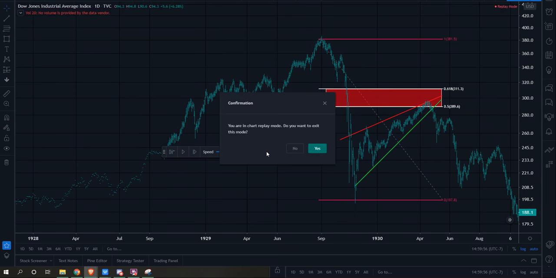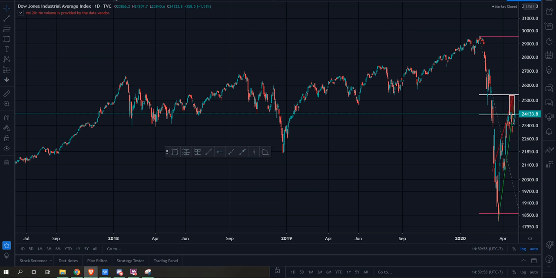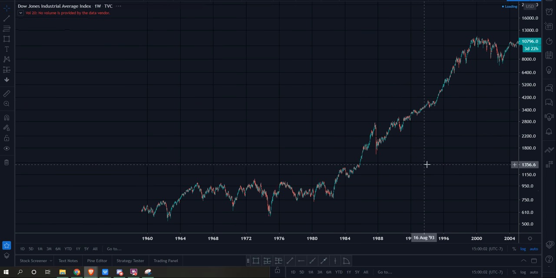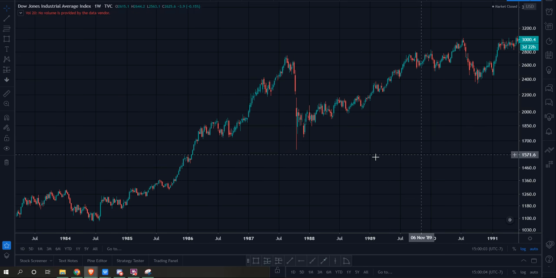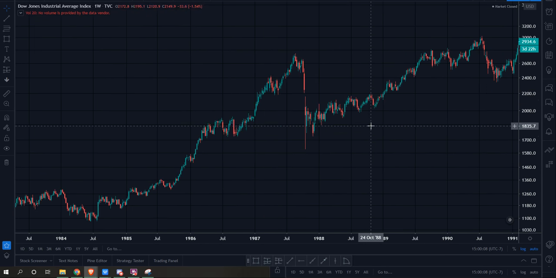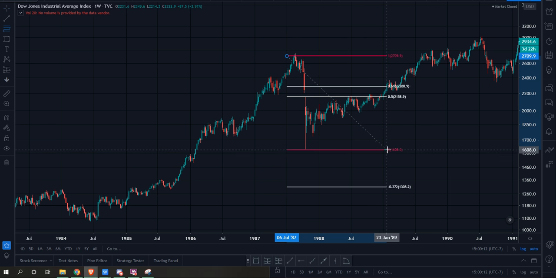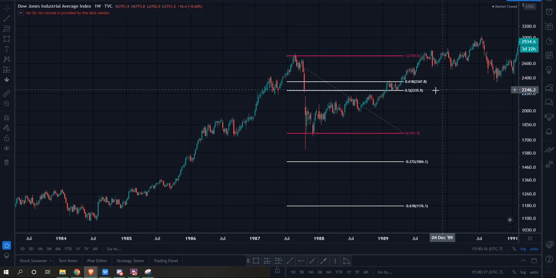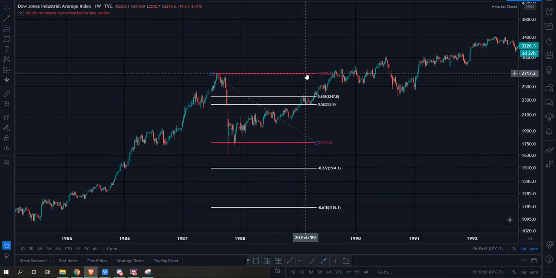Let's just quickly look at 1987, which, if we zoom all the way out, is right here. This is the flash crash of '87, October, and it recovered pretty well right after the huge move. If we go from body wick to body wick, we can see it blew right past the 618, and once it did, it continued going up.